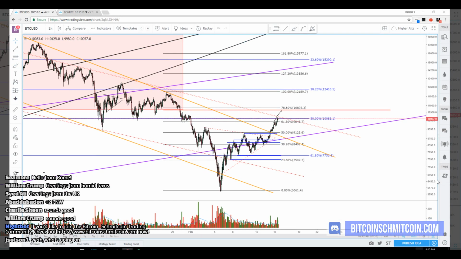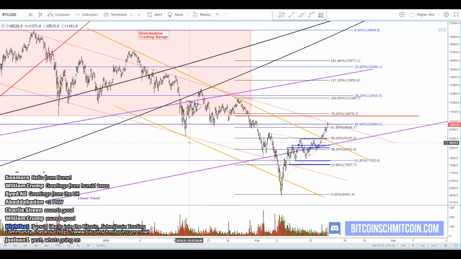So we see this very, not even really parabolic. It's just a nice move trucking right along, not really stopping for any of these resistance levels. And I suspect right in here, we're going to see a local top, if not an absolute top for this run.